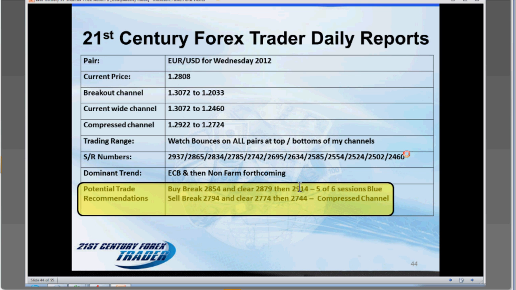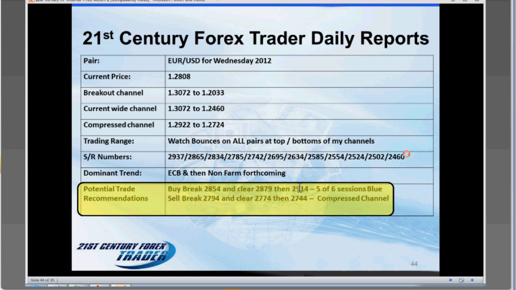A daily report is generated, everything is generated mathematically, covers 22 pairs. And then I have what's called an alert system, ForexU alerts. Well, this talks about Wednesday, 2012. The current price was 28.08. You see the breakout channel, current wide channel, compressed channel. Those are just simple terms for monthly, daily, and weekly.